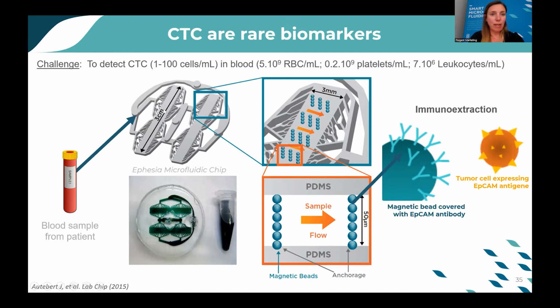The chip is made of 4 chambers, and each chamber possesses a network of magnetic beads. So if we look at the transversal cut, we can see the column of magnetic beads that are coated with anti-EpCAM antibodies, because CTCs express a lot of EpCAM at their cell surface. And so when the patient's blood flows inside the chip, the CTCs will be trapped by the beads that are coated with the antibody.